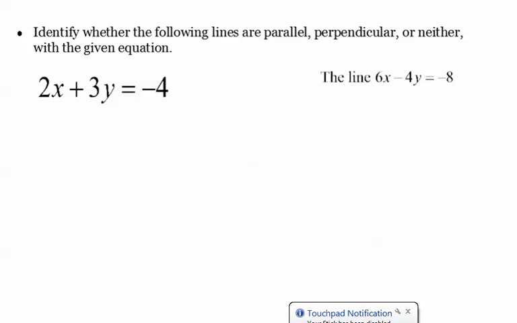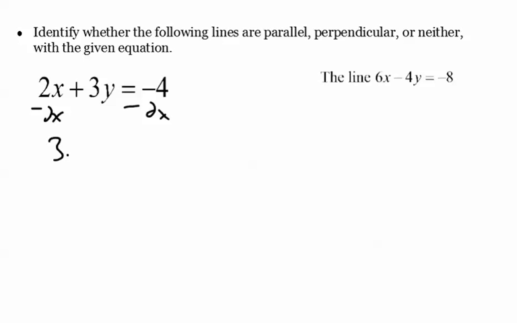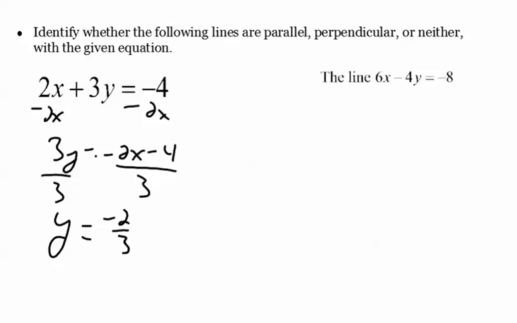So if you look at both of these, they are in standard form, ax plus by equals c. So what I would do is actually solve this for y real quick. So you get 3y equals -2x minus 4. I divide this by 3, I divide this by 3, and everything by 3. So you get y equals -2/3 x minus 4/3. And I can see that the slope here is -2/3.